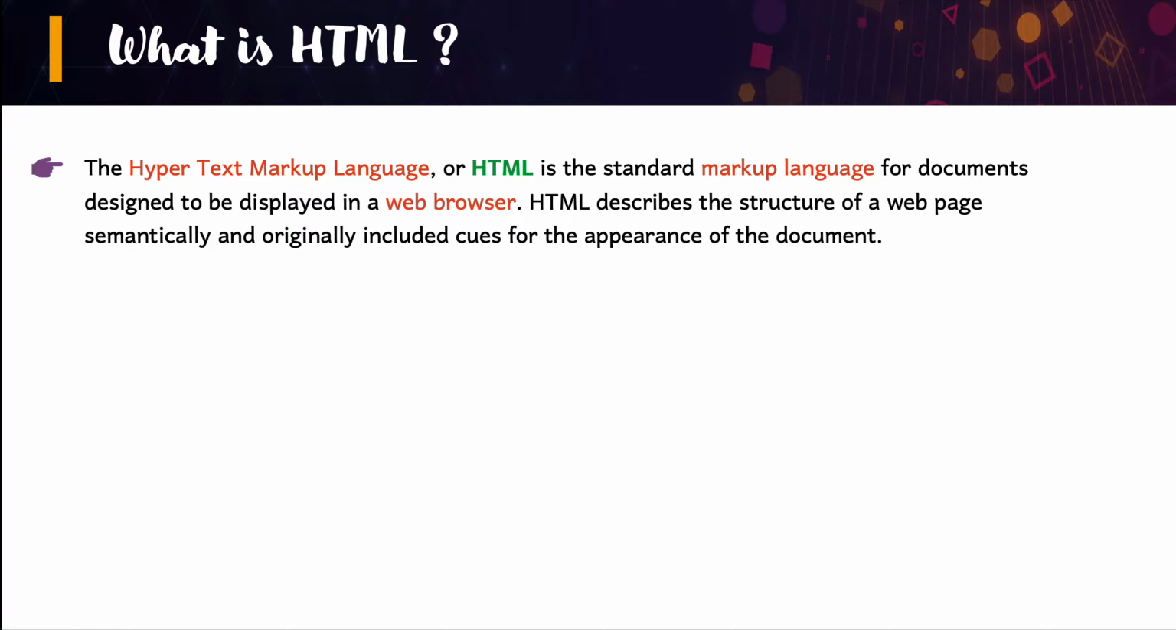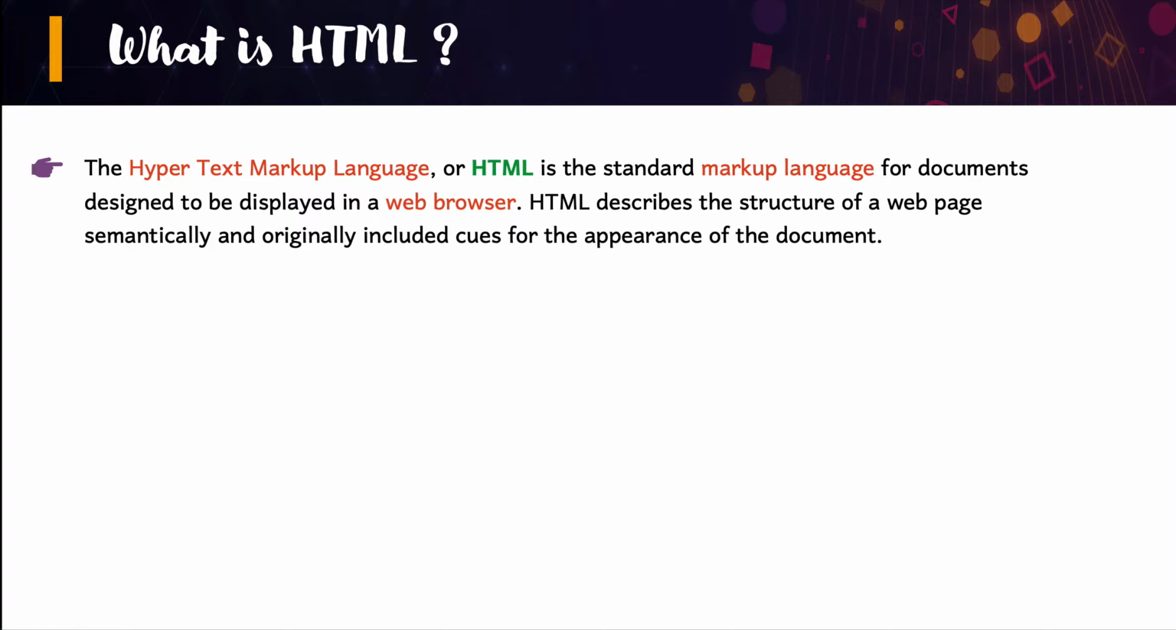Now we have learnt a few new terms. One is a markup language, the other is a web browser. The third is hypertext. So there are three things that we have heard so far. We will see each one of them.